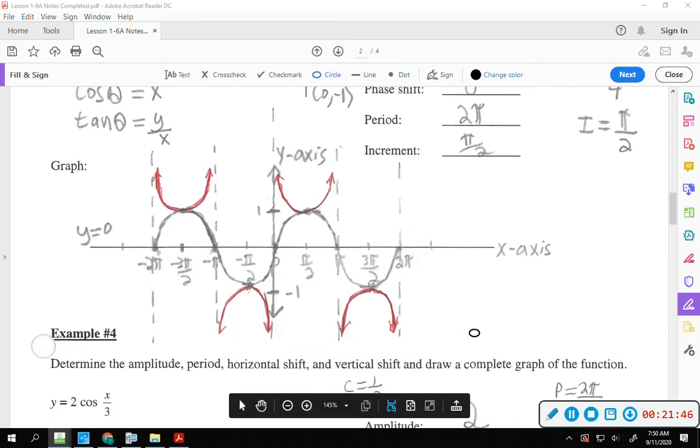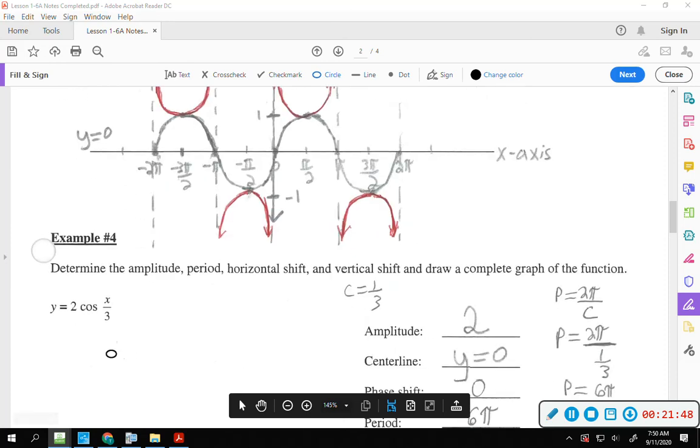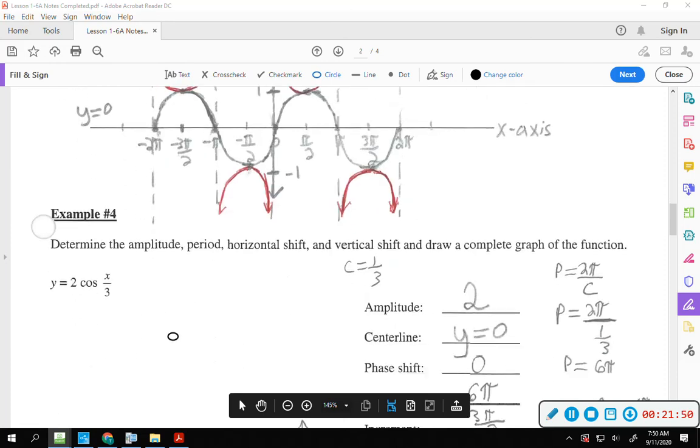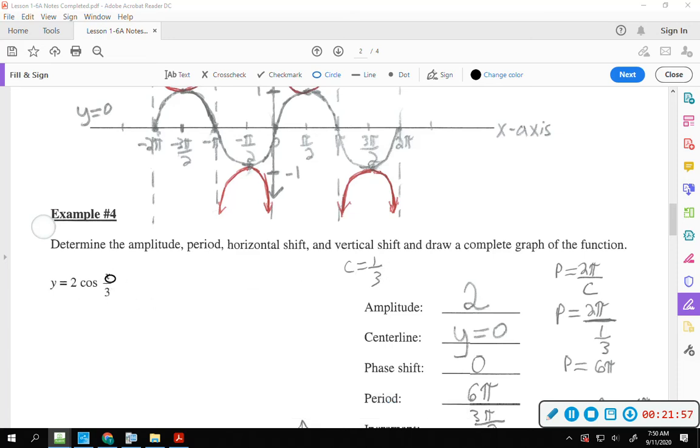Okay? Keeping that in mind, let's take a look at the cosine. So here's how we're going to do it. First of all, the coefficient here is 1/3. It is not 3. I'm not multiplying x by 3. I'm multiplying x by 1/3. The amplitude coefficient is 2.